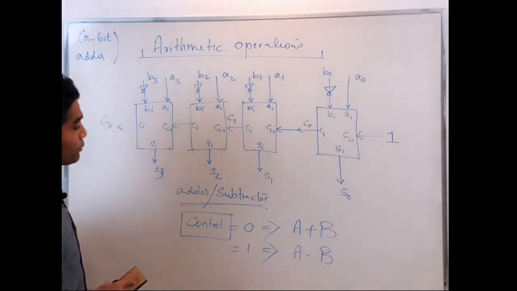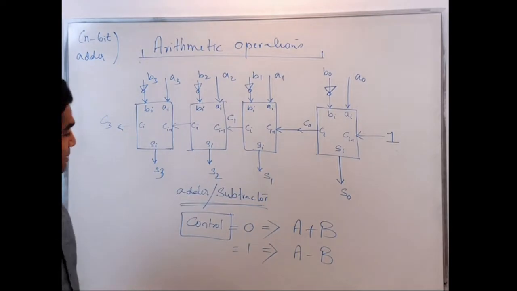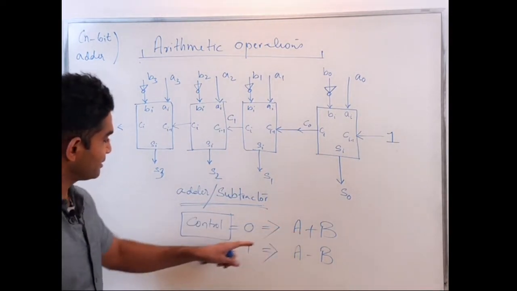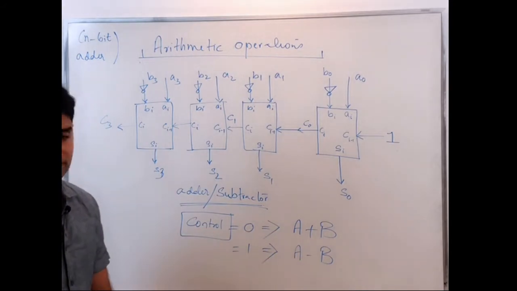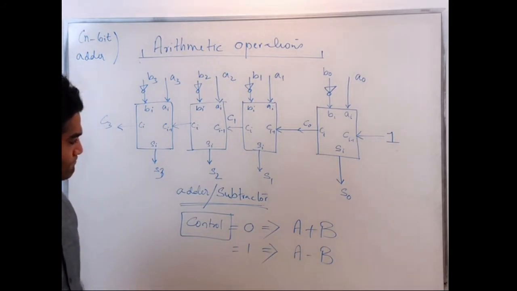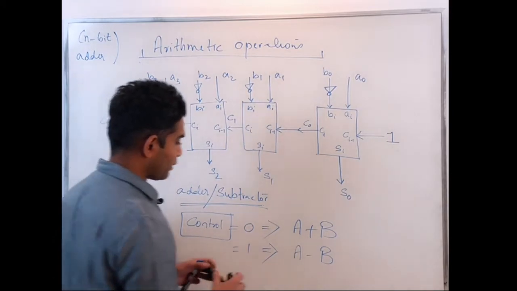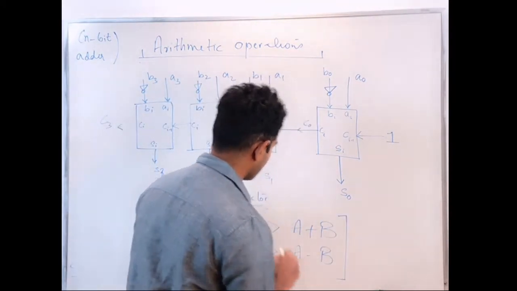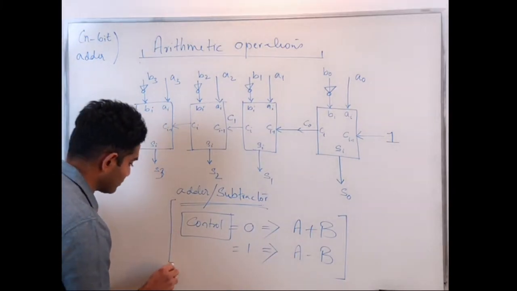How do I introduce this control input here so that when I apply 0 here, I do A plus B, and with 1 on this input, I do A minus B? Okay, so that's not very intuitive, so let me actually explain that. So this is very important. I'm working with control inputs now.